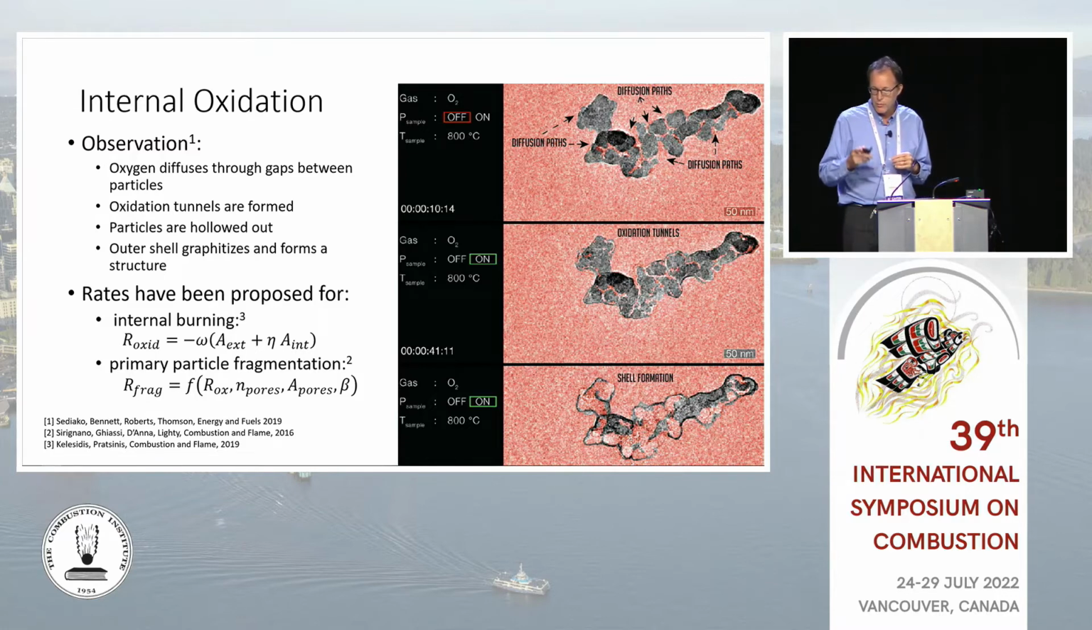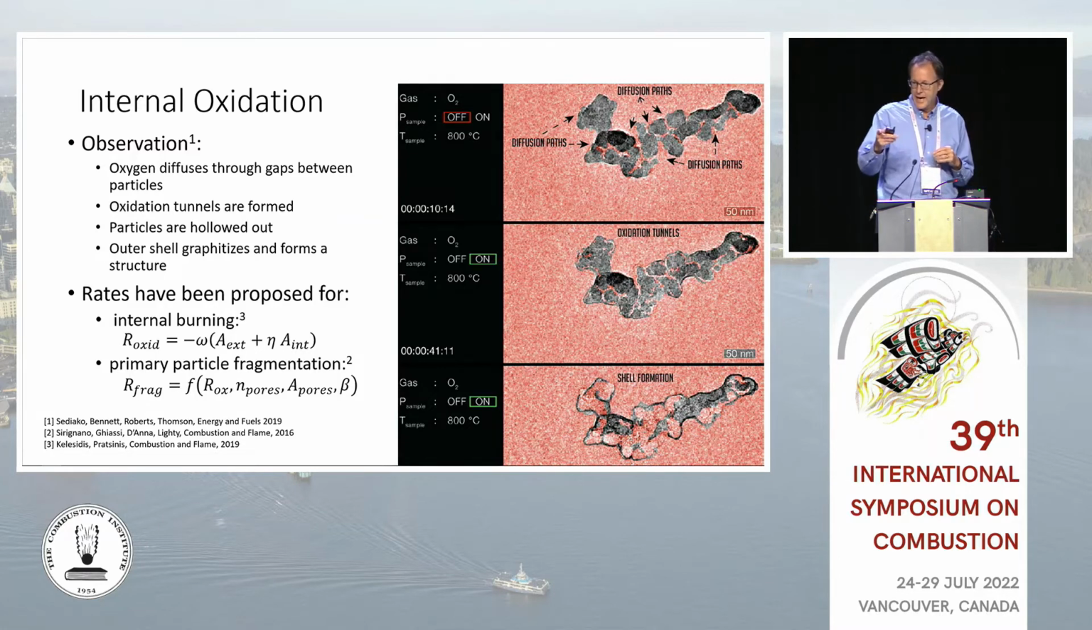If we take a look at some of the work of Kaladesis, he's developed a model of internal burning. In this case, it is the oxidation rate times the sum of both the external area and the internal area, like the pores and so on. So that's for internal burning. Obviously, internal burning can generate primary particle fragmentation, and Sirignano and co-workers developed a model that was a function of the oxidation rate and the pore area, essentially.